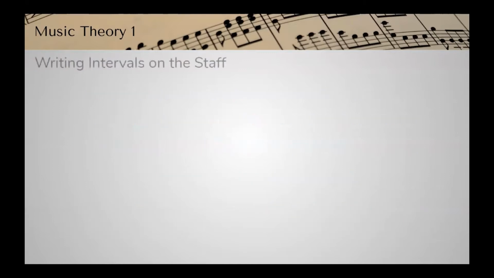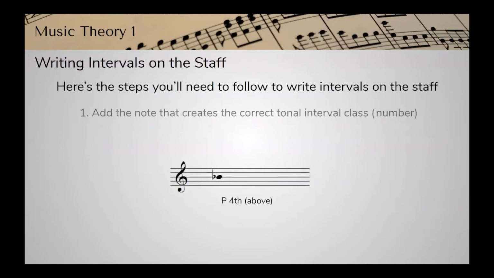Okay? So for that reason, when you're writing an interval on the staff, the first thing you should do is add the note that creates the correct tonal interval class. So the one that creates the correct number, the one that creates the amount of space that is called for by the label that's given. Okay, so when you're doing these, you'll always be given a note, and then you'll be given an interval you're supposed to spell, and it will also have a quality. So it will say like perfect fourth, like this one does, and it will also give you a direction, because you have to know which way you're going from this note to create a perfect fourth. So in this case, this is asking for a perfect fourth above that B flat.